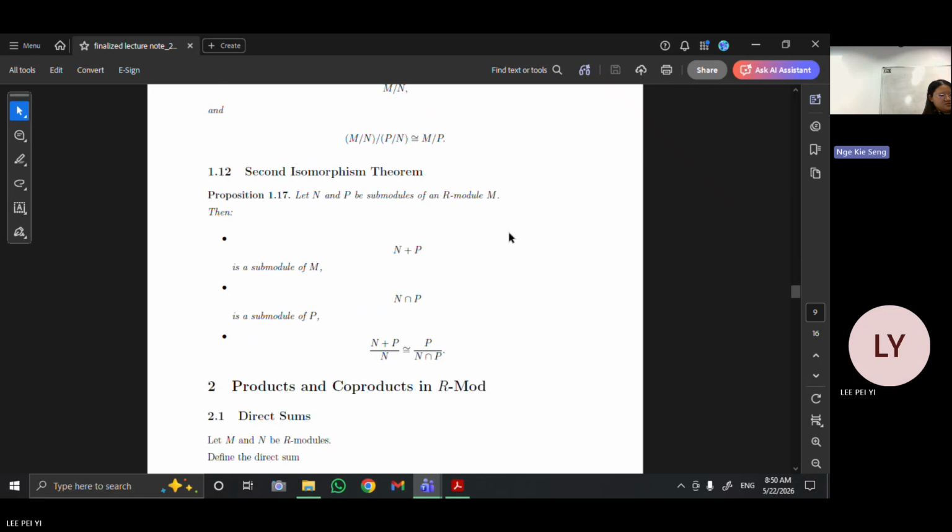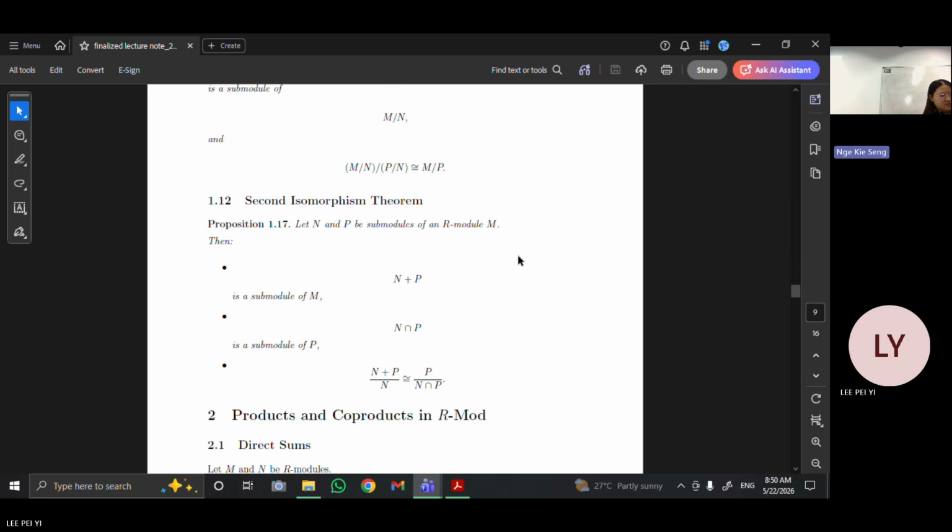(M + P)/N is equivalent to P/(N ∩ P). If it's a new thing, I try not to say "below" or "above." I try to say what it is. If I can say "below" or "above," I could just say "here it is," and then you go and read it yourself. You understand what I said? If it's a new thing, try to read it out properly.